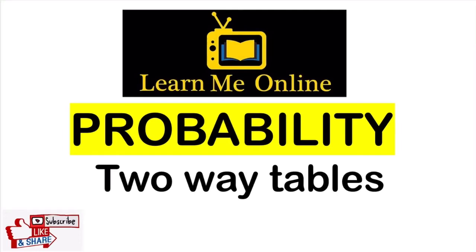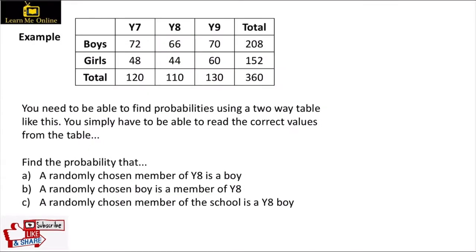Hi there, in this video we are learning how to find out the probability using two-way tables. So here we're going to read the first one. This says that a randomly chosen member of year 8 is a boy. So now this says that from the year group year 8, we are looking for the probability of a boy.